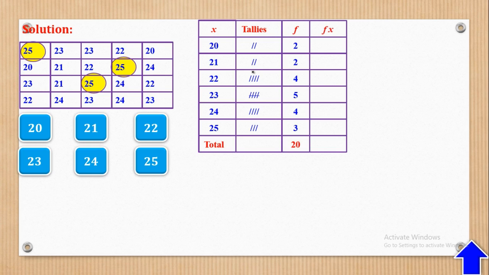Now next will be a column of fx. Remember, for the mean we used this formula: summation of fx over summation of f, so we also have to get the values of fx. So how are they got?